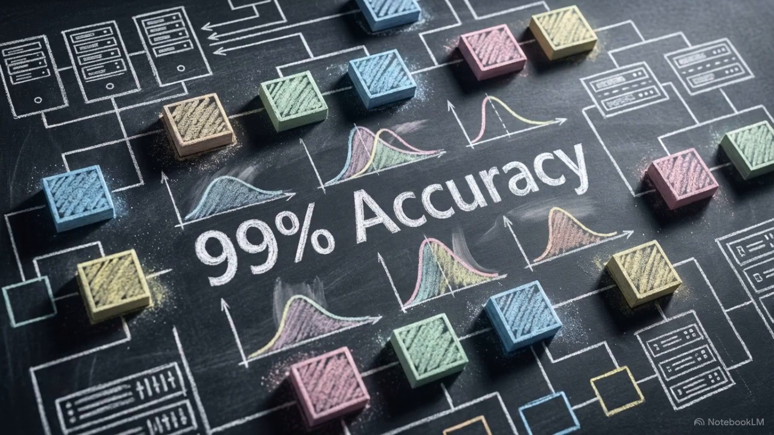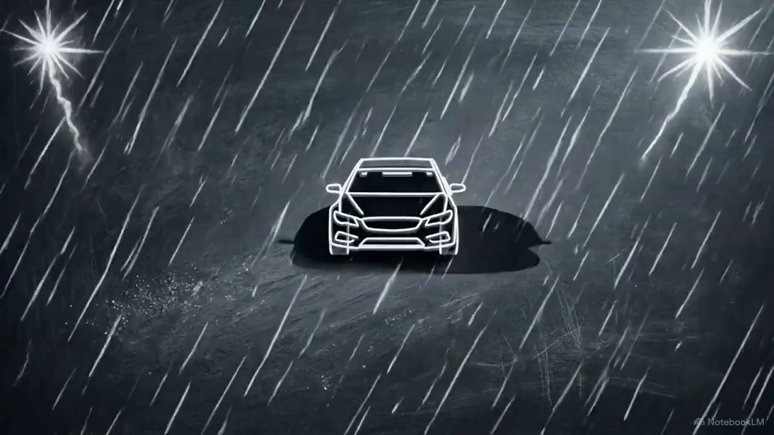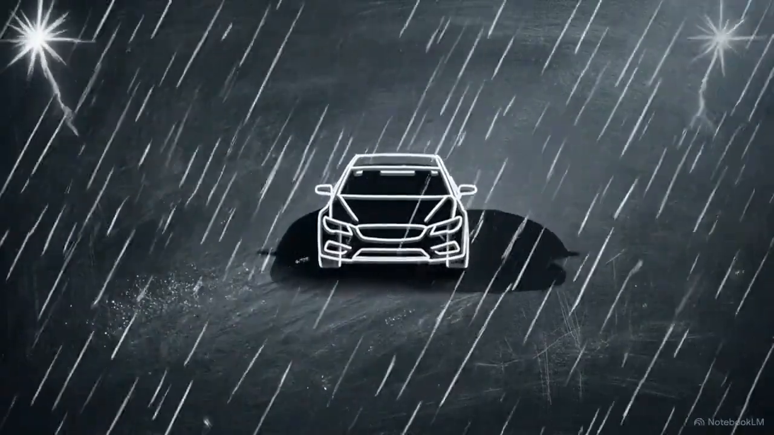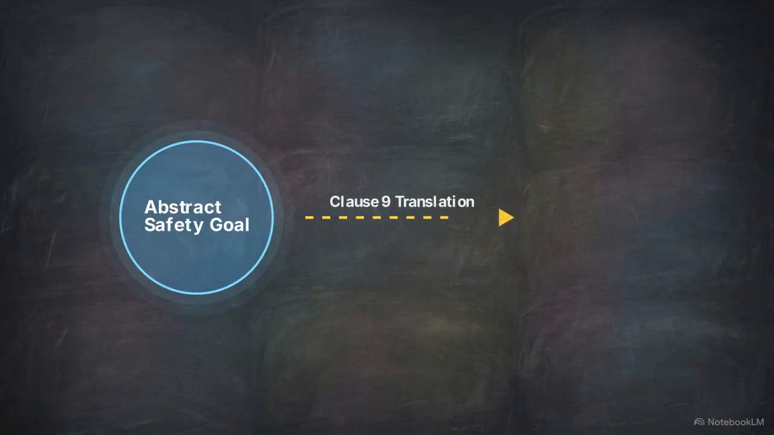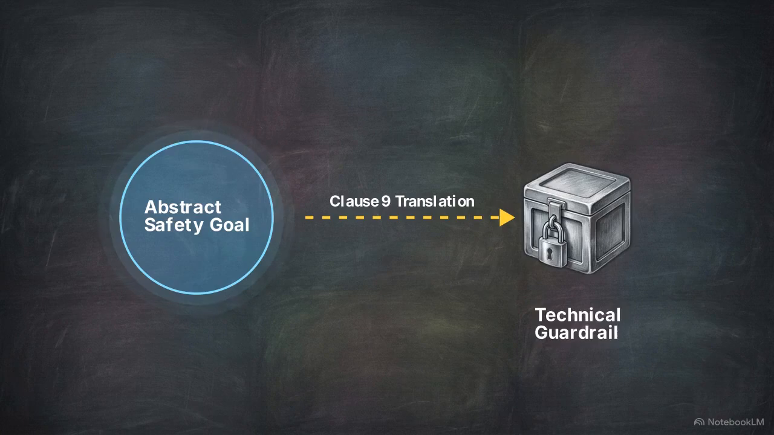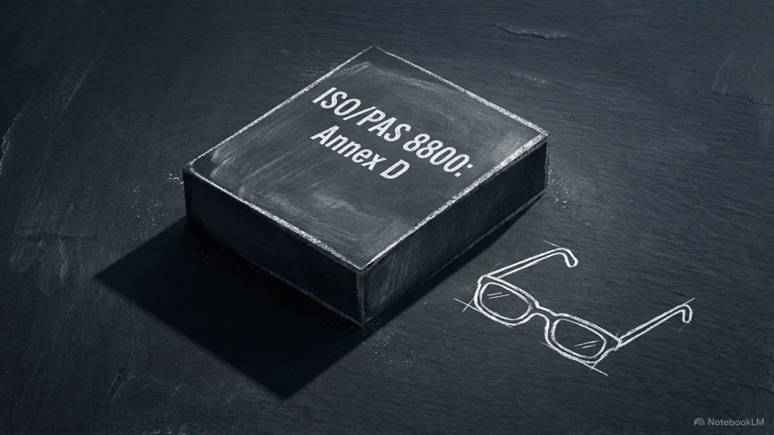Without this rigorous translation layer, development teams are forced to optimize their models for raw accuracy on generic datasets. They completely miss the targeted edge cases that dictate whether a vehicle is actually safe on the road. The derivation process begins by mapping the abstract safety goal against specific technical guardrails. Engineers use Annex D of the ISO PAS 8800 standard to guide this mapping.